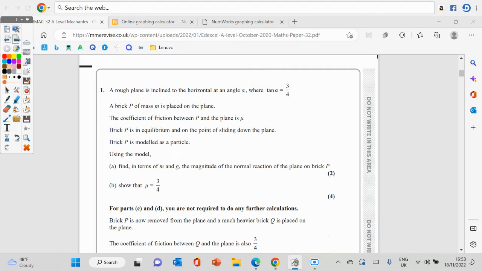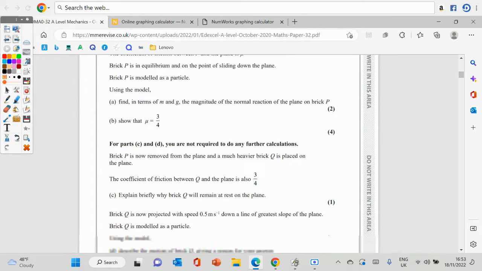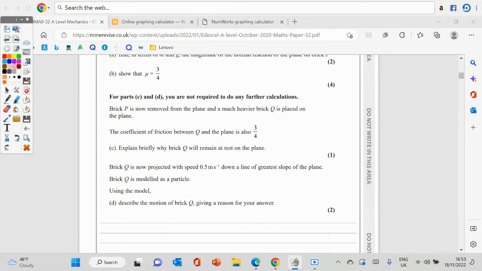Right. Moving on to the next bit. For parts C and D, you are not required to do any further calculations. Brick P is now removed from the plane, and a much heavier brick Q is placed on the plane. The coefficient of friction between Q and the plane is also 3/4. Explain briefly why brick Q will remain at rest on the plane.